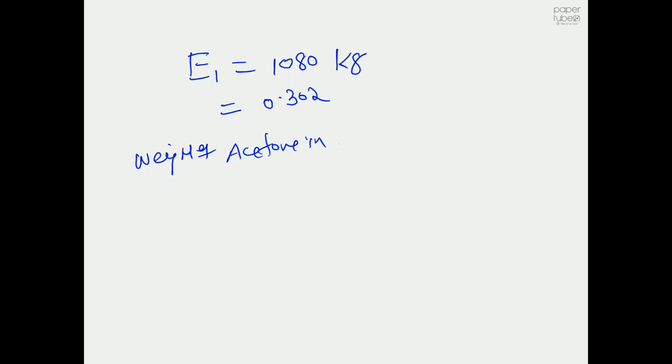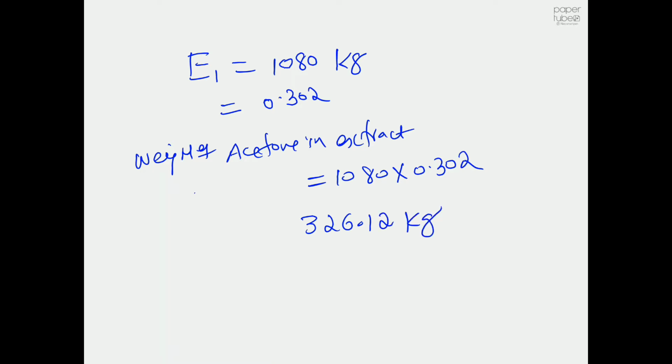Your total extract mass is 1080 kilograms. Out of that, the weight fraction of your solute is 0.302. So the weight of acetone in the extract is equal to 1080 multiplied by 0.302. Let me calculate. This is equal to 326.12 kilograms. So that's the weight of acetone in the extract.